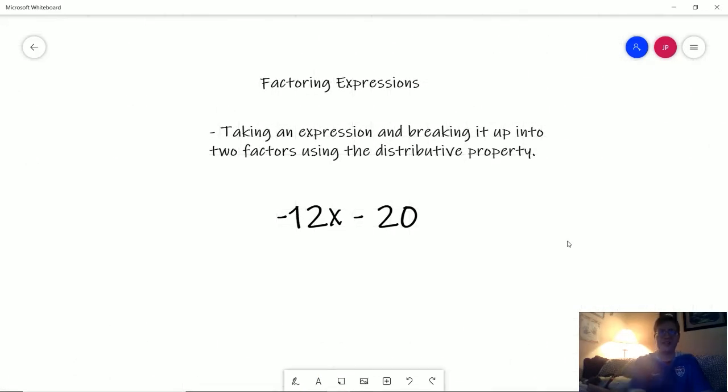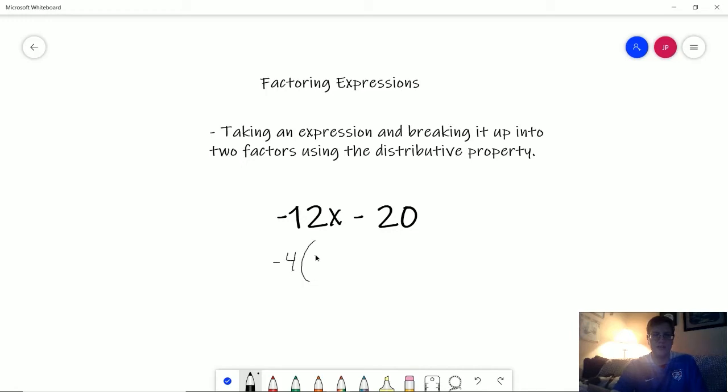For factoring expressions, all we are doing is something that we worked on in 6th grade. Maybe not as complicated, maybe not using negative values, but we are going to take this expression and change it into 2 different factors using the distributive property. So we can use our greatest common factor for that. My greatest common factor of negative 12 and negative 20 would be 4, or specifically negative 4.